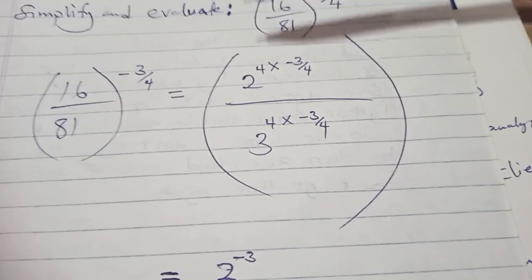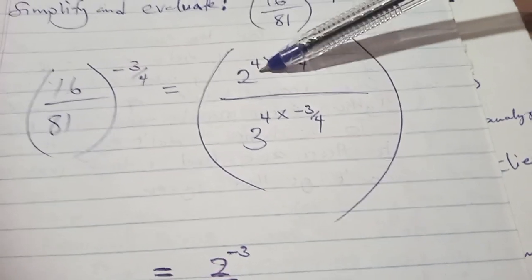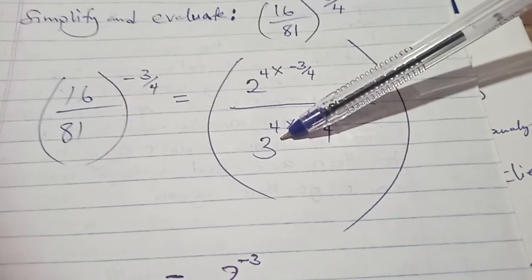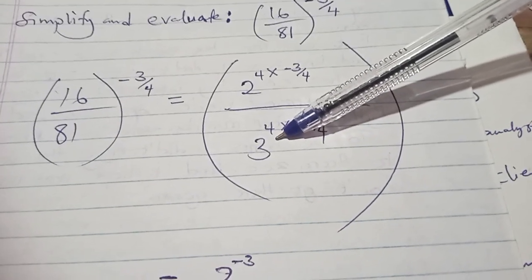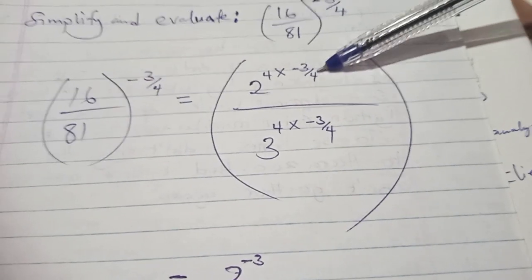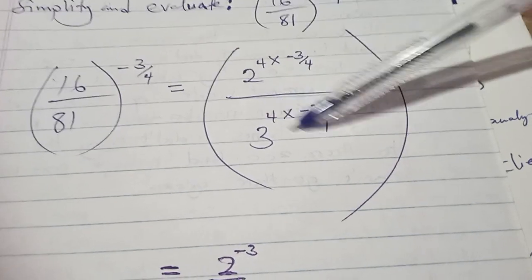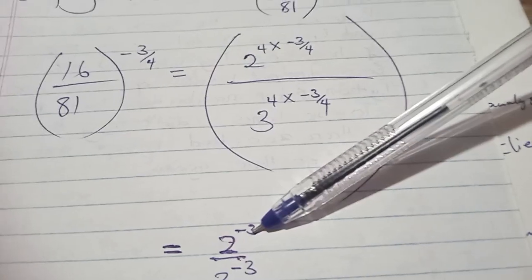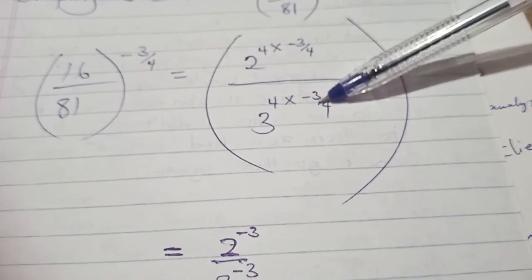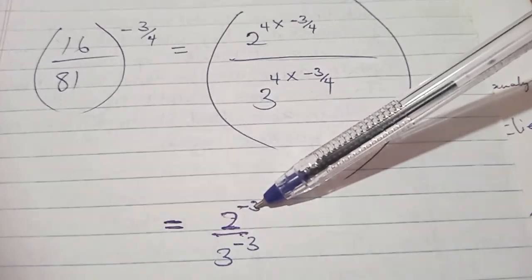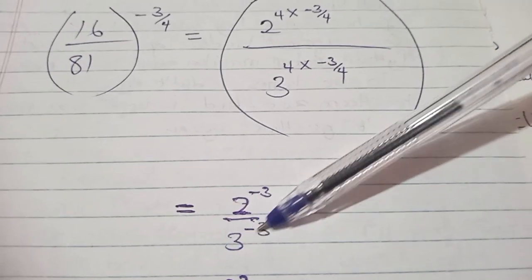Now, after multiplying it, you can cancel. You know the 4 here is over 1. In a fraction, this is over 1, so the 4 is the numerator and the 1 is the denominator. 4 divided by 1 will give you 4. So this 4 can cancel this 4, and this 4 here too can cancel this 4. If this 4 cancels this 4, what will be left? Negative 3. The 3 will be left. Now, if this 4 also cancels this 4, this will also be left with negative 3. So here we have 2 to the power negative 3, and here we also have 3 to the power negative 3.